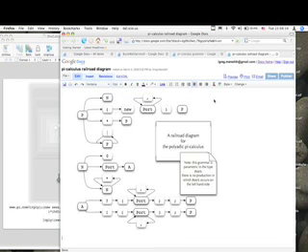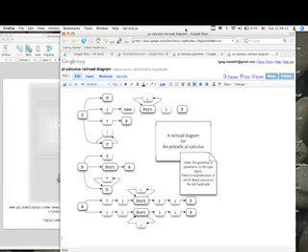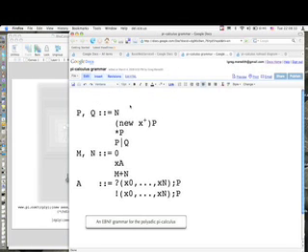So I offer two ways of viewing the grammar. One is a sort of older style railroad diagram, which may be intuitive for some, and the other is a slightly more modern presentation of the grammar.